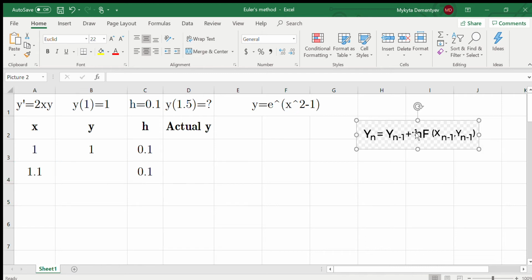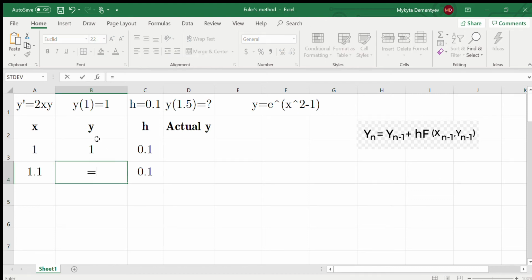In this formula to the right here, it is given how we find the next value of y. We take the previous value of y and we add to it our little step h, 0.1, times the slope of that function at that point. So we take our previous value of y plus our step h times our function of the slope, which is given to be 2 times x times y.